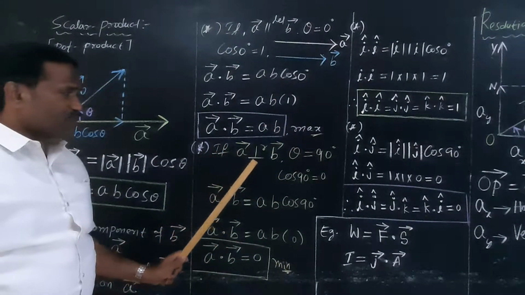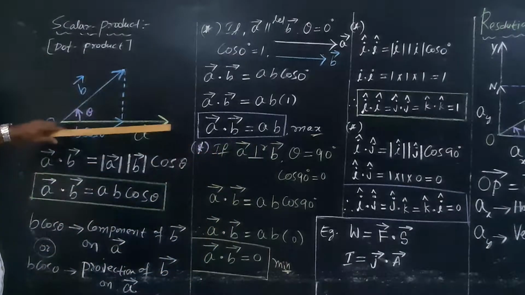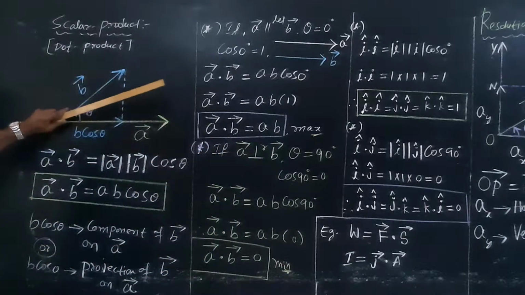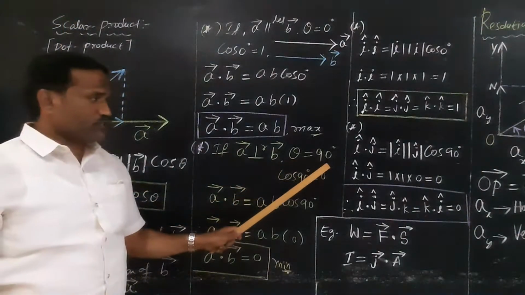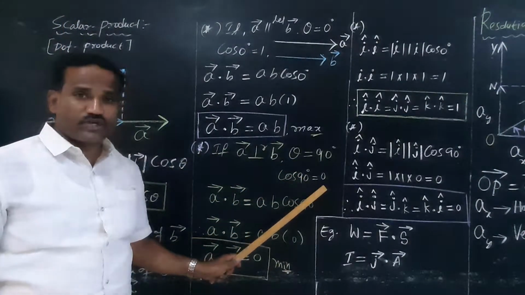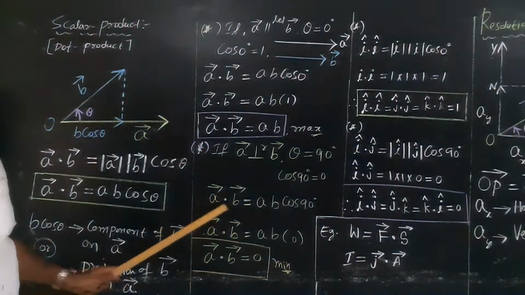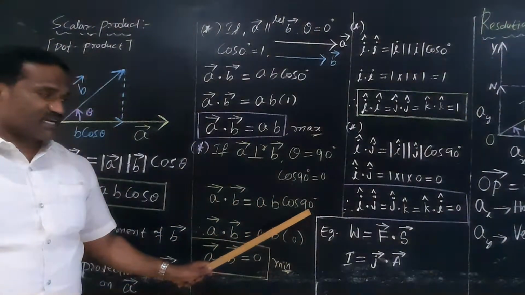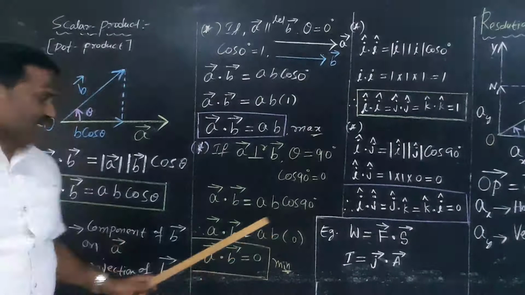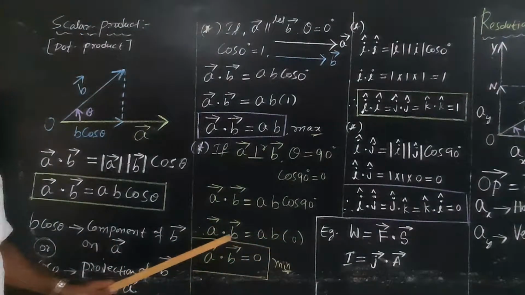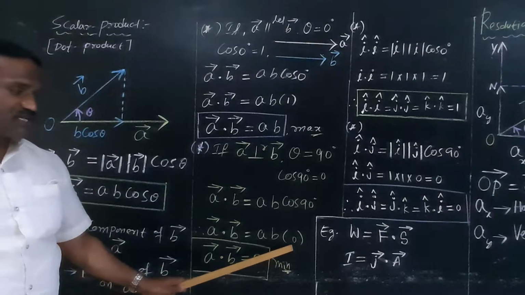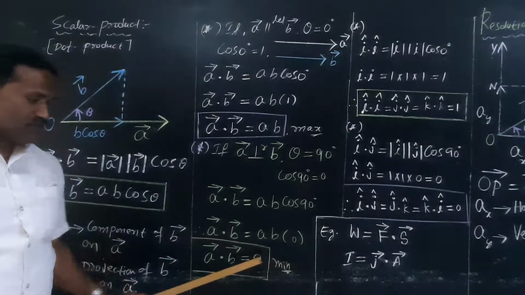If vector A is perpendicular to vector B, look carefully, this is vector A. Now you take the vector B, theta is approaching 90 degrees. Cos of 90 degree is equal to 0. Therefore, A dot B is equal to AB cos 90, AB cos theta where theta is 90 degree. So AB cos of 90 is 0. Therefore, vector A dot B is equal to AB times 0, and AB times 0 is equal to 0.